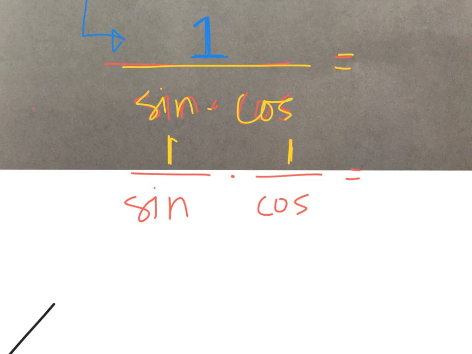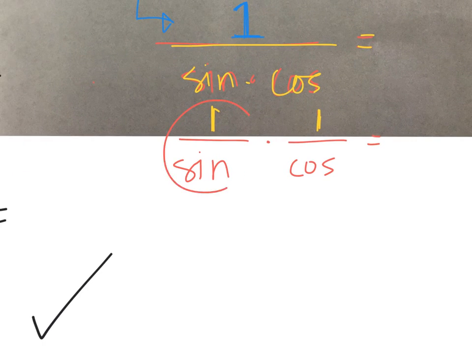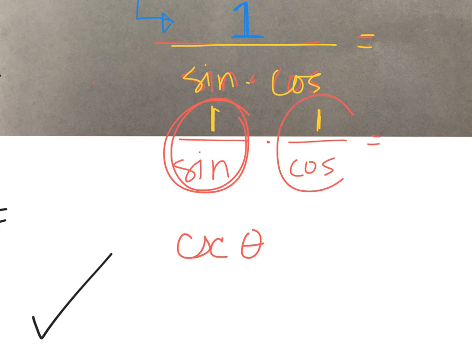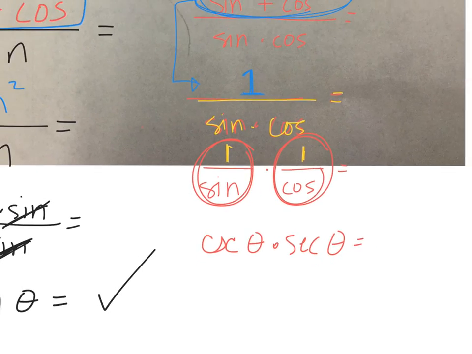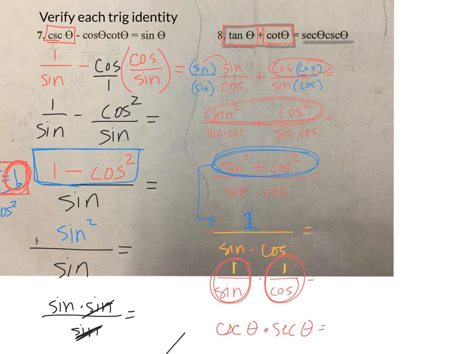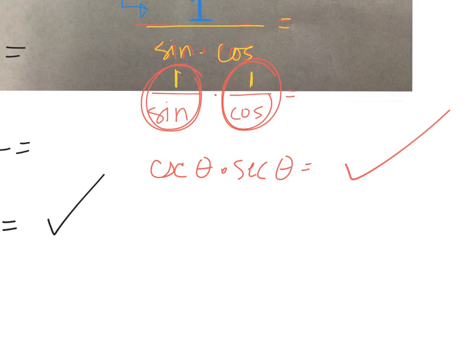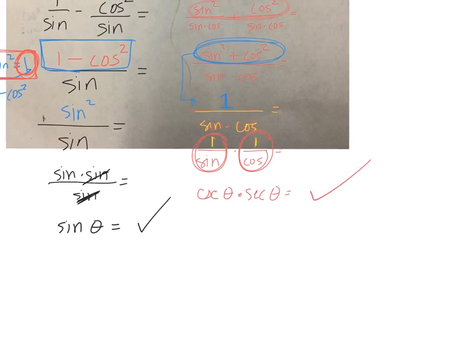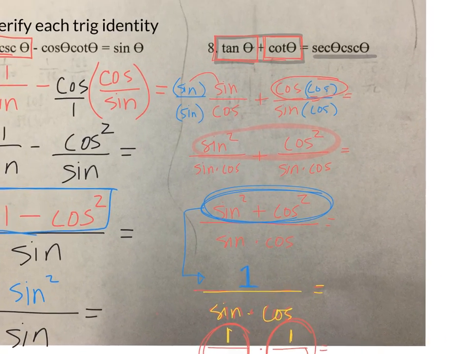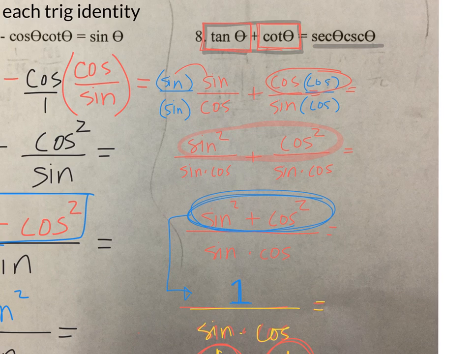Now I'm going to do one more trig substitution. 1 over the sine is also known as the cosecant, and 1 over the cosine is also known as the secant. I believe that's how we wanted it up there. Secant, cosecant, cosecant, secant, whatever. It's the same thing. Multiplication is commutative. So using a little bit of algebra and some trig substitution, we were able to verify that adding together these two trig things is the same as multiplying those two trig things.